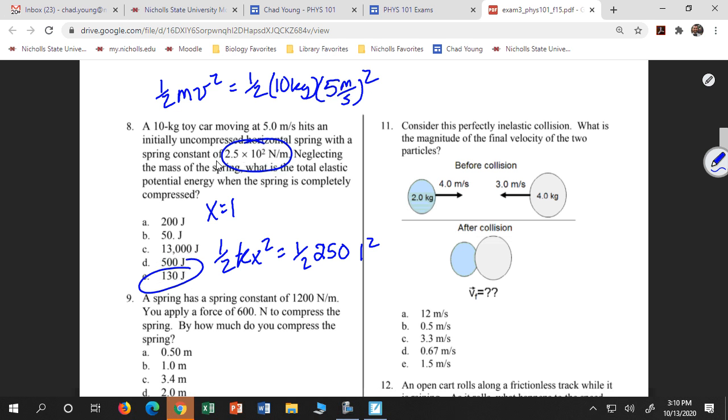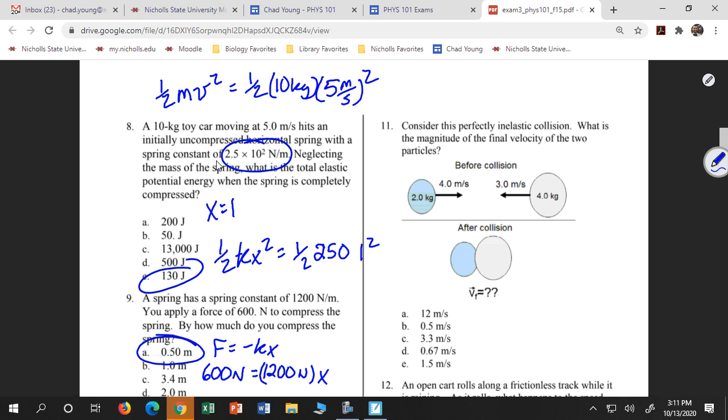Number 9 is the other type of question that you'll have, where I ask you how much the spring is compressed. F, I know, is equal to minus kx. So I have a force of 600 newtons. The spring constant is 1,200 newtons per meter. And I want to know what x is. 600 divided by 1,200, that's 6 over 12, or 0.5 meters. This is just looking for the magnitude of that displacement. You see, none of the options have negatives or positives. I'm just looking for the magnitude.